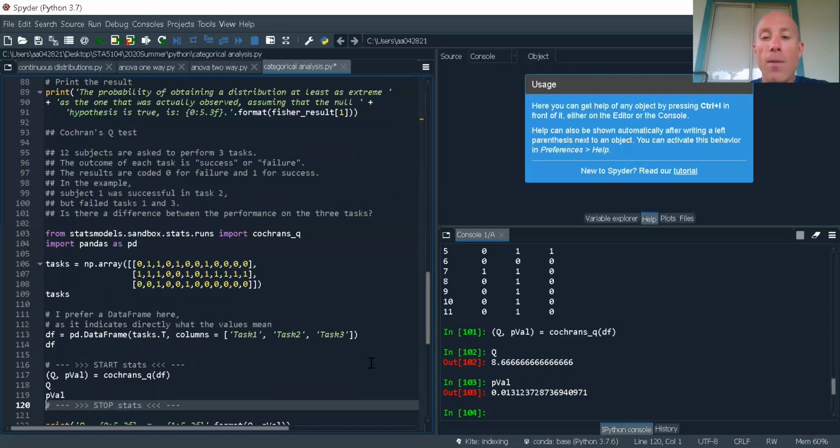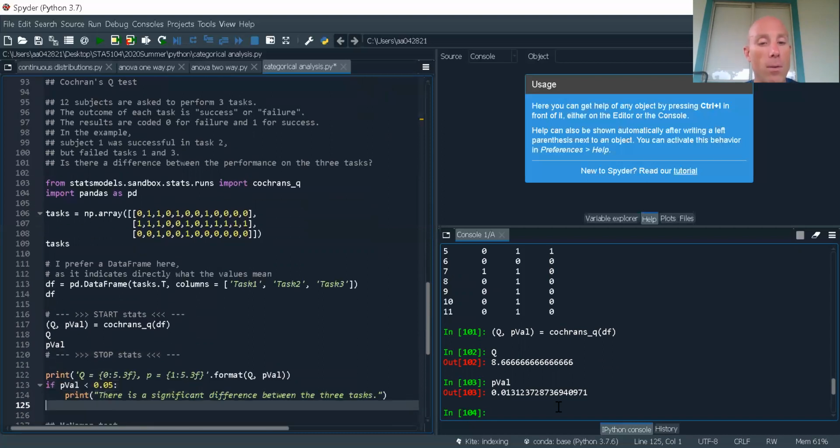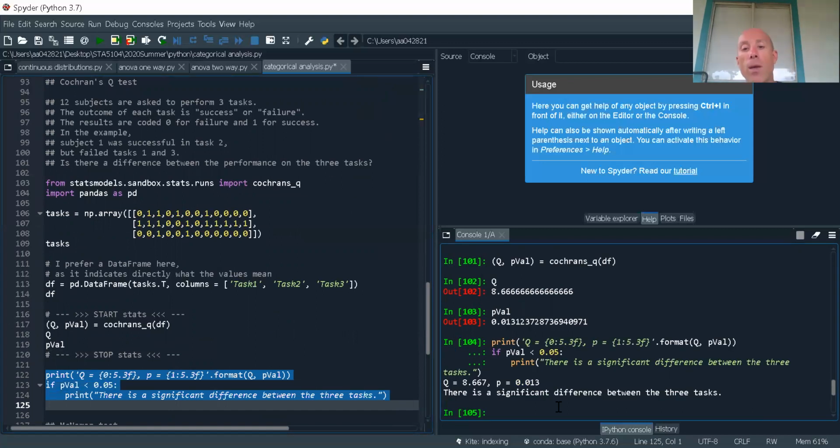So remember that if I see a small p-value, I'm prone to rejecting the null hypothesis. The null hypothesis is that everything is equal. Well, here at 0.01, I'm pretty sure that it's not all equal at this point. So we conclude that there is a statistically significant difference between the 3 tasks.